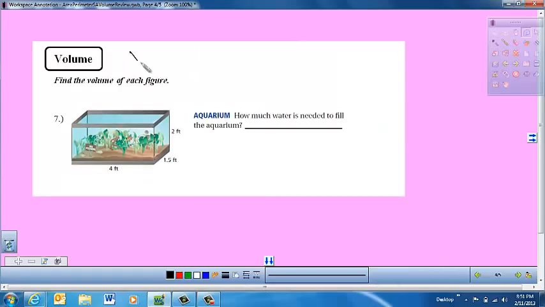Again, the formula for volume, you might want to jot this down, is the area of the base, the big B, times the height of the prism. So in this aquarium, we have a rectangular base, so I'm going to need to multiply 4 times 1.5, and then I need to take that times the height of the aquarium, which is 2. Because it's asking me how much water is needed to fill the aquarium, I need to find the volume. So 4 times 1.5 is 6, and then times 2 would be 12. So I'm going to need 12 cubic feet of water.